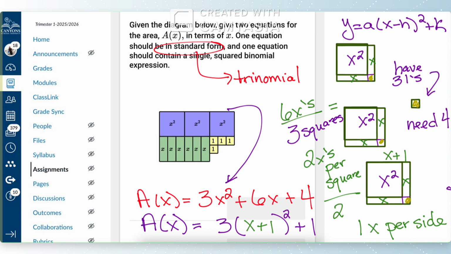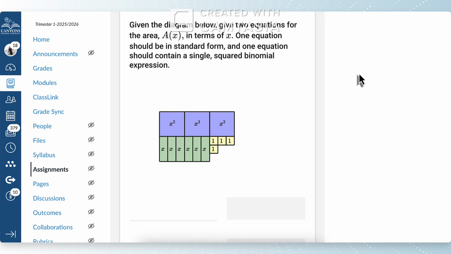So I rearranged my picture so that they would actually be squares. I have 3 ones based on these pictures and this amount of squares. I need 4 though, so that's where I've got to tack on that plus 1. So this plus 1 is accounting for this other little missing one. Sometimes you might have to take some away. Sometimes you might have to add some. It just depends on how you have to balance your square based on your number of x's and your number of x's per side. All right, hopefully that makes sense. Good luck.